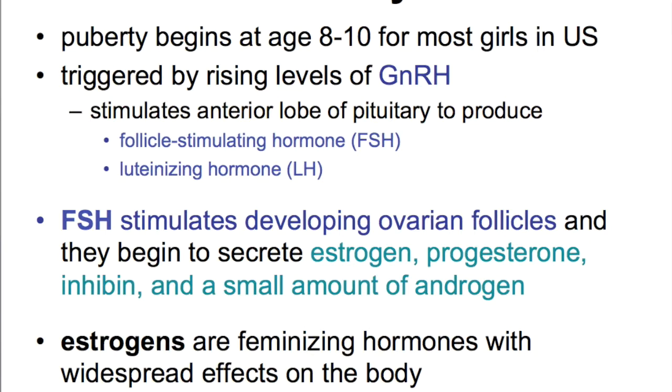Estrogens are what we call the feminizing hormones, and these are going to have wide effects on the body. We won't talk about them right now, but they have a lot of effects, especially in puberty, okay? So when you start to produce GnRH, your body produces FSH, which triggers this estrogen production, as well as these other hormones. And the estrogens are what's going to start triggering a lot of the puberty effects that you see when you're going through that stage in life.